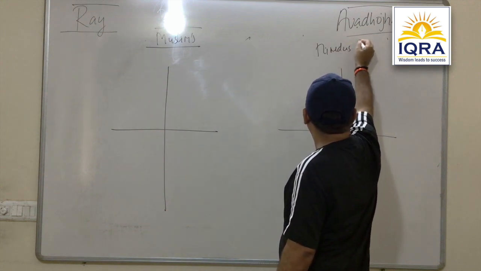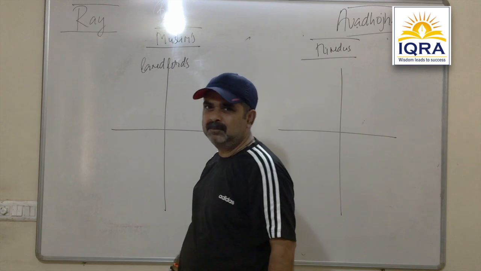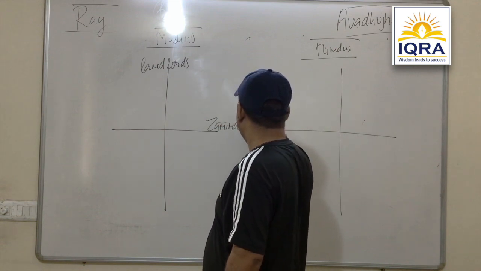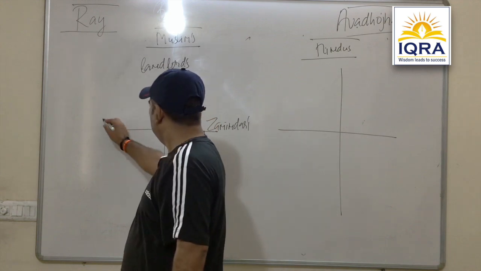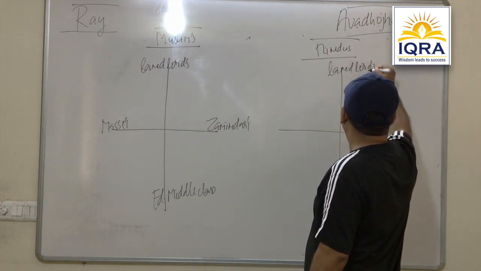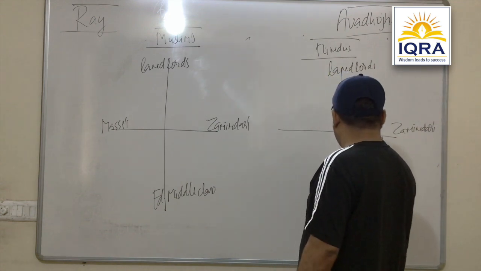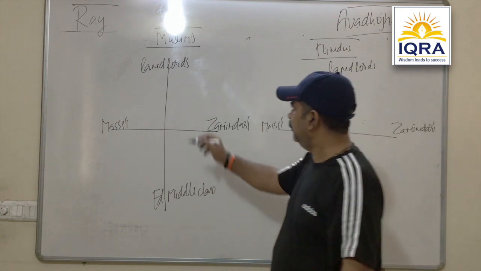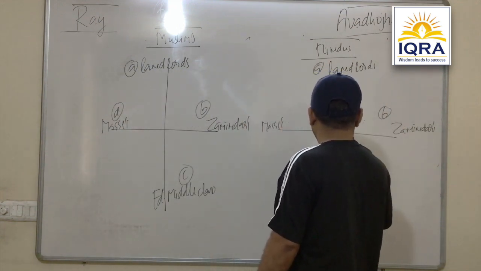Hindus, landlords, zamindars, educated middle class, masses. Landlords, zamindars, educated middle class, masses. A, B, C, D. A, B, C, D.